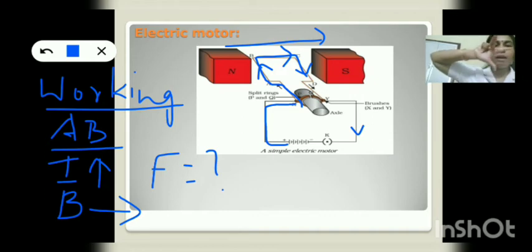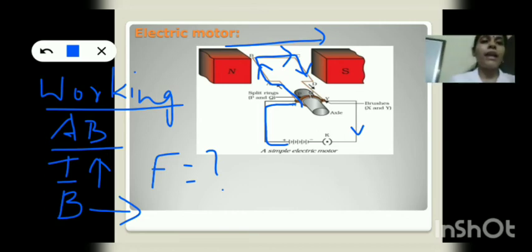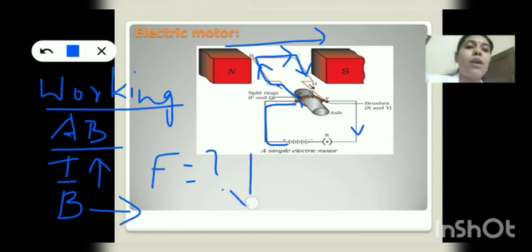Just place your hand on the screen, on the plane of the rectangular coil, and find out the direction of the thumb. Your thumb will point downwards, which indicates force. Thumb gives the direction of force. So force acts downwards on the side AB of the coil. Here the direction of force is downwards.